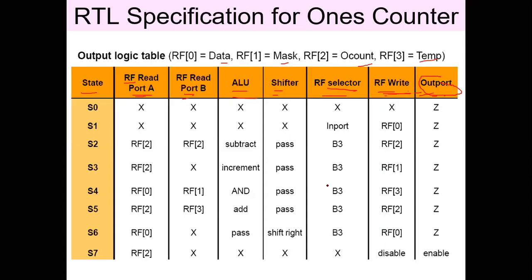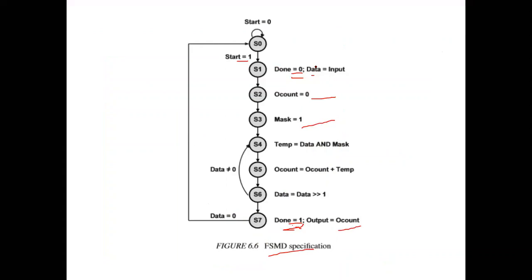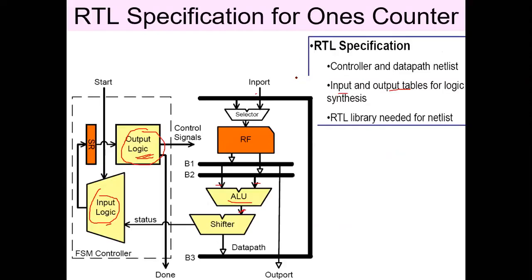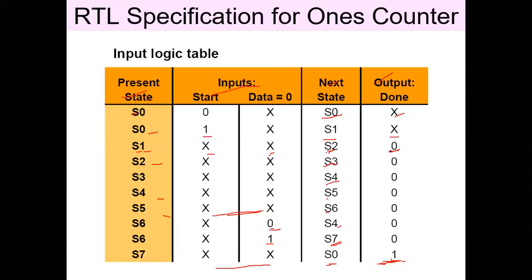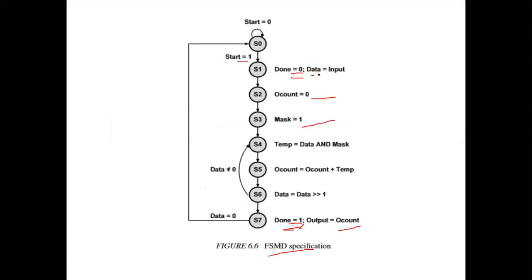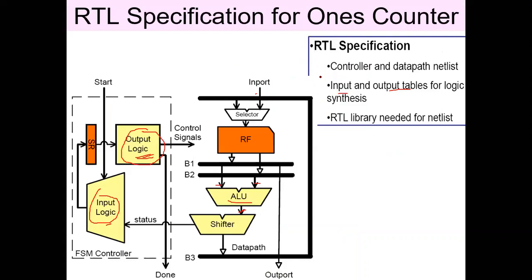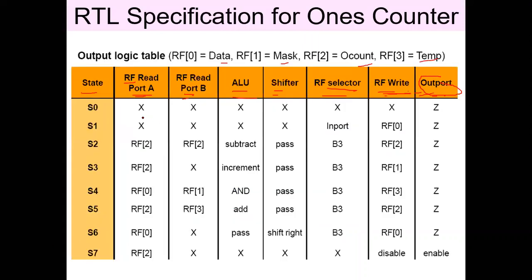So once it is in state 1, what needs to be done? Data should be selected as input. The done signal is already specified in the input logic table. No need to worry about the done signal. What we have to worry about is the data. Data should be input. So how do we specify that? That means there is nothing to be given to the ALU. We are actually storing the input. Whatever be the input coming, that will be stored to this data register, that is register file 0.